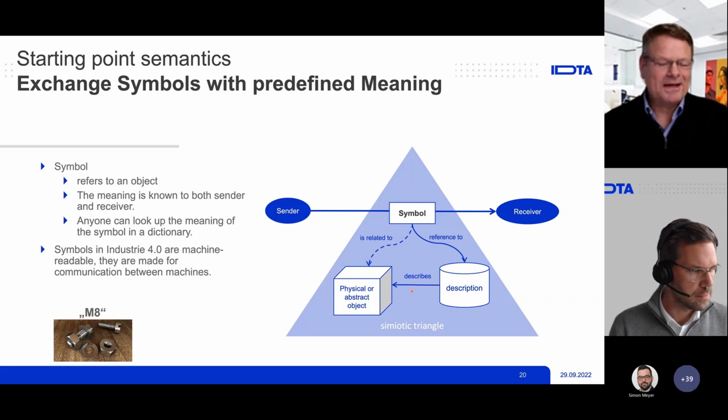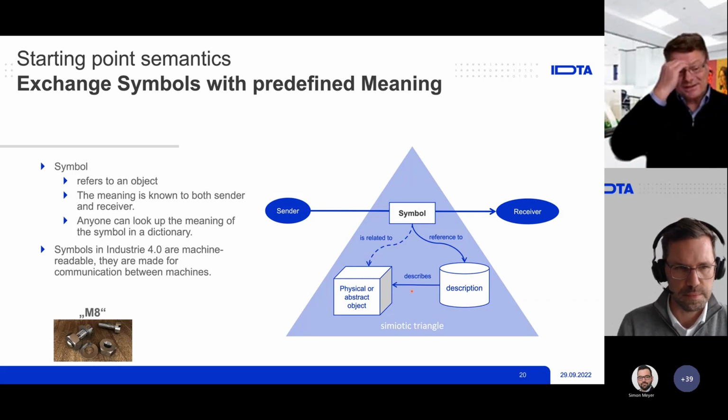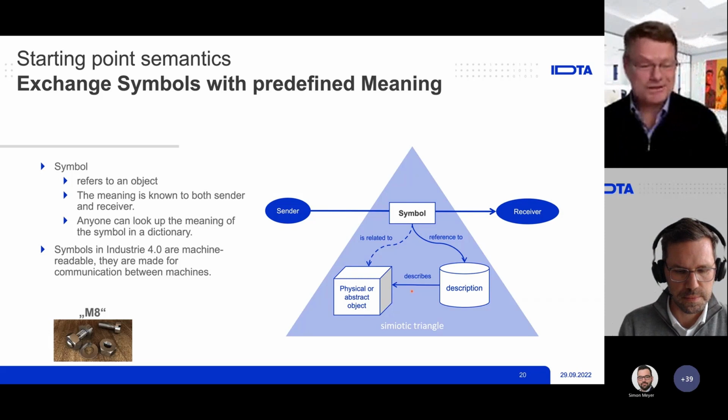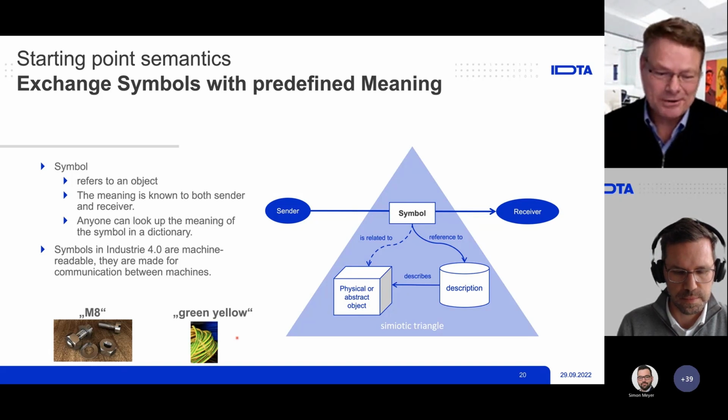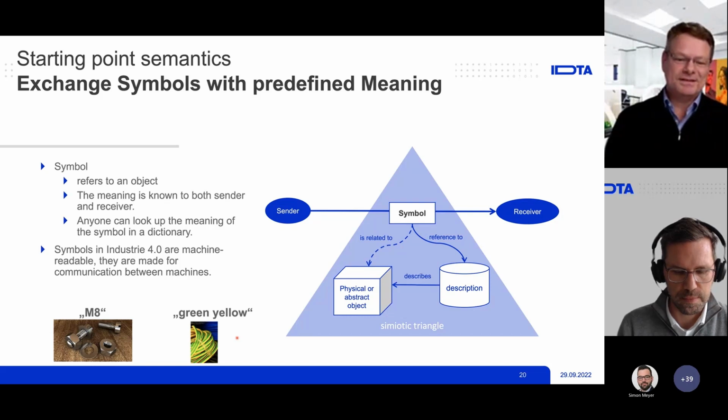How does that work? There's an analogy here. If I talk to mechanical engineers and I tell them it's an M8, they immediately know what an M8 is. And if an electrical engineer sees green-yellow, he also knows that's a protective ground. And this predefined meaning of things is exactly what we are doing here.